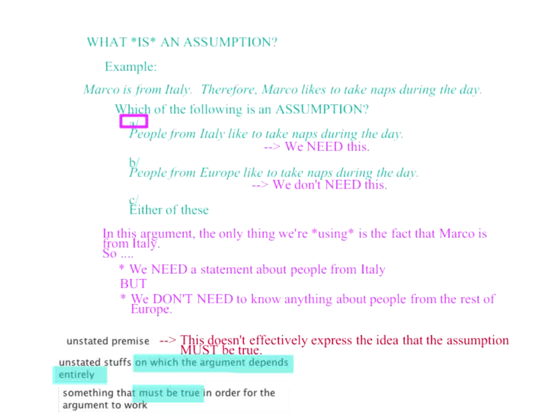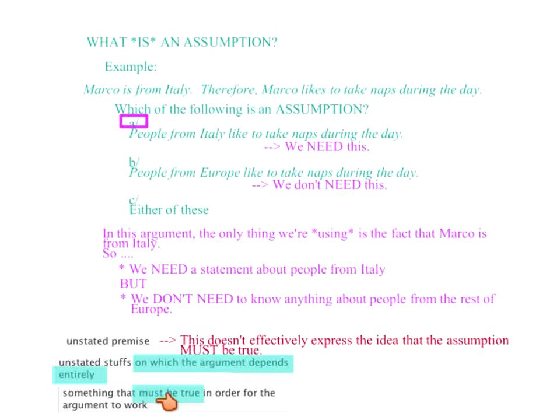Suvik says, what if it said people take naps during the day? Not really. The argument actually doesn't say that Marco takes naps. The argument just says he likes to. So that's the only thing that we're talking about, whether someone would like to do so. Whether they actually do so would be an extraneous consideration. So no, that would not be an assumption.